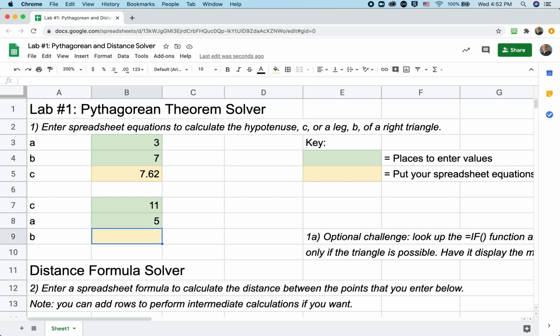Okay, the next thing you're supposed to do is kind of work backwards. If you're given a hypotenuse and a leg, you can calculate the other leg. I'm not going to show you how to do that. I think you can handle that. And there's one little optional challenge. If you know spreadsheets already, you might want to try this. There's a function called IF, which can help you do something. If you have a bad triangle here, it can do something. If you have a good triangle here, it'll do something else. But only do that if you know spreadsheets already.